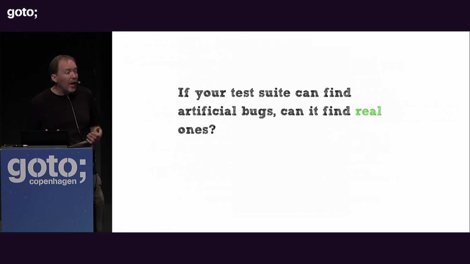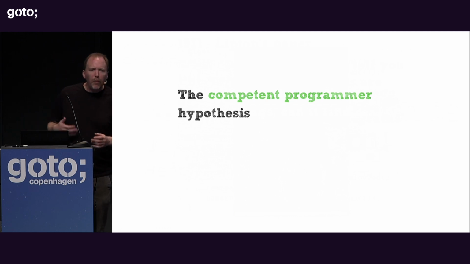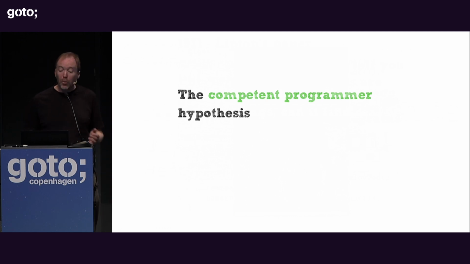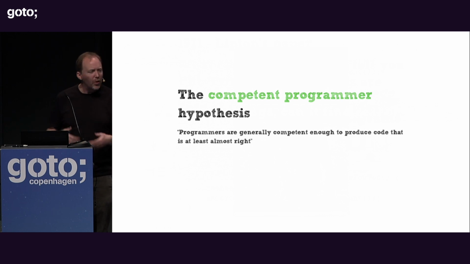One of the first questions they asked was, okay, this sounds great. So we can see if our tests can find these artificial bugs. Does that mean it can find real bugs? To think about this, they came up with two hypotheses. The first one was called the competent programmer hypothesis, which basically states that programmers are generally competent enough to produce code that's almost right. So you're typing away as a programmer, you're perfect, but occasionally a little typo, a little mistake. So programmers are basically competent, but make small errors.